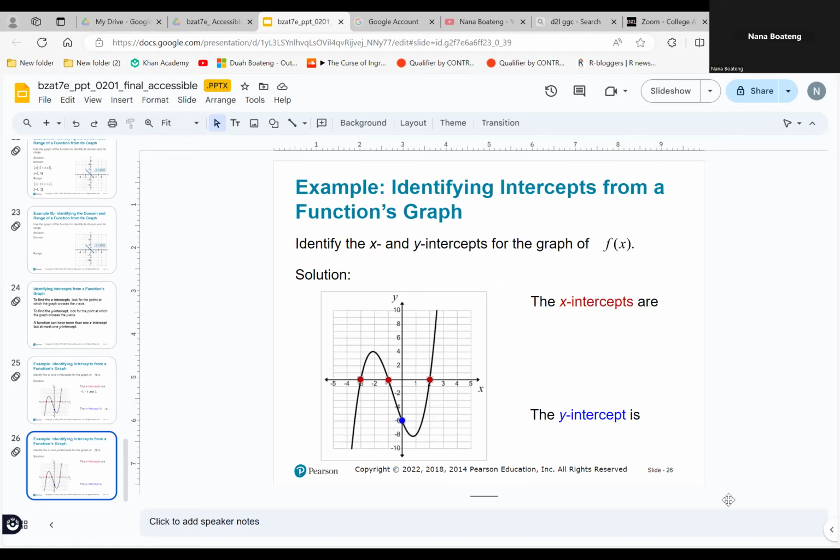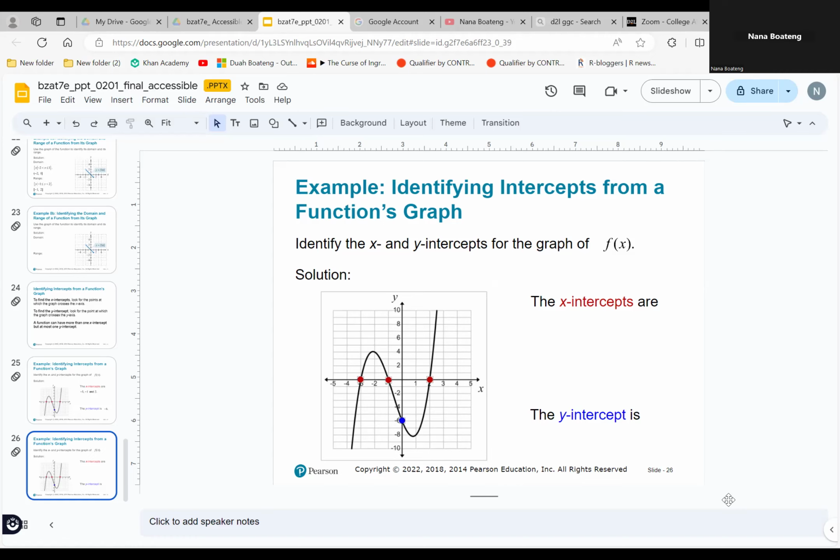Okay, so in this example, it says identify the x and y intercepts for the graph of f of x. So the x-intercept is where the function intercepts with the x-axis. You can see that the red points are where the function intersects with the x-axis. So the x-intercepts are -3, -1, and +2.